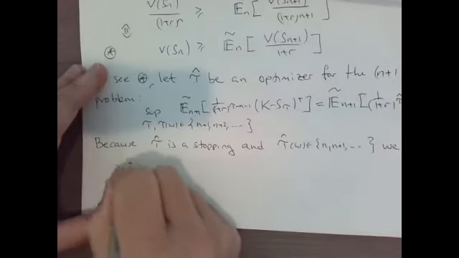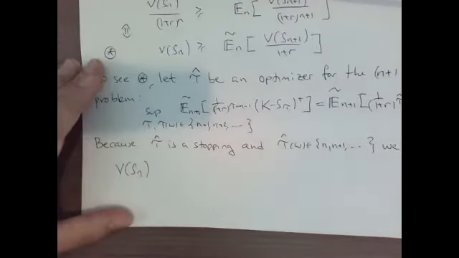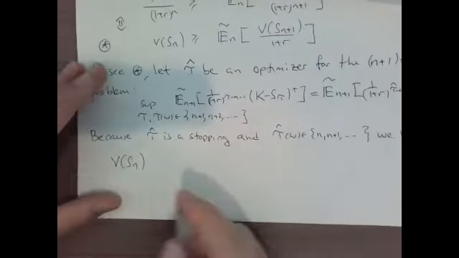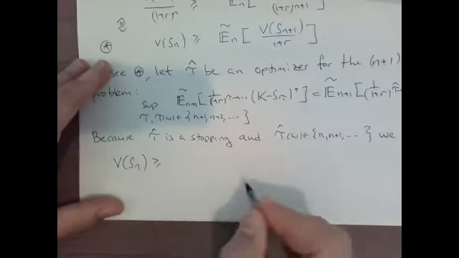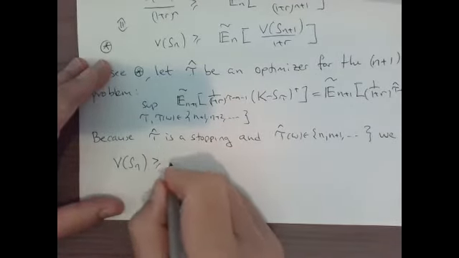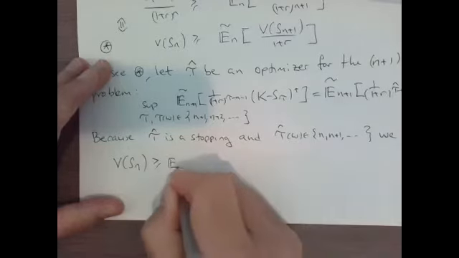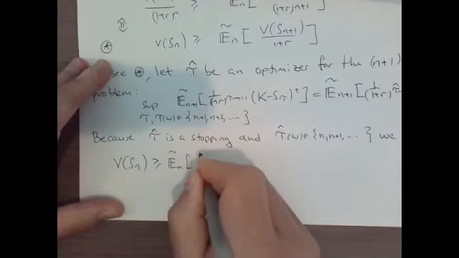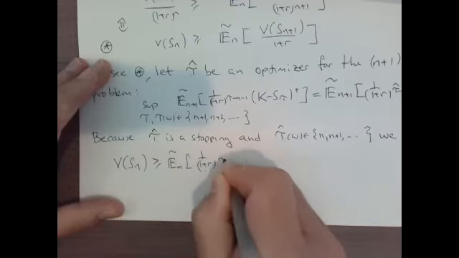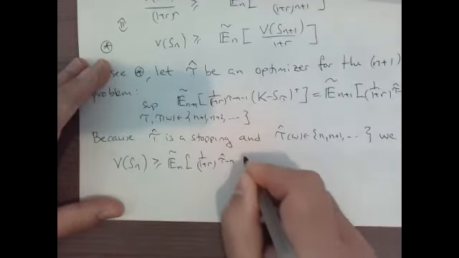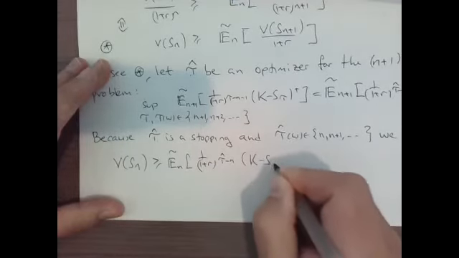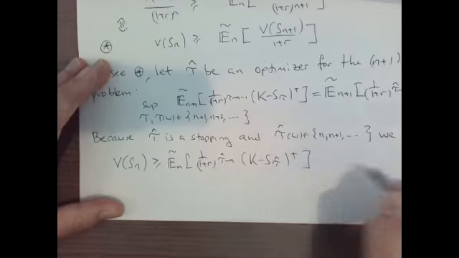We'll have that V of Sn, remember, this is the supremum over all of them. This is going to be bigger than when I plug in tau hat. So this is E tilde n, 1 over 1 plus R to the tau hat minus n, K minus S tau hat, positive part.